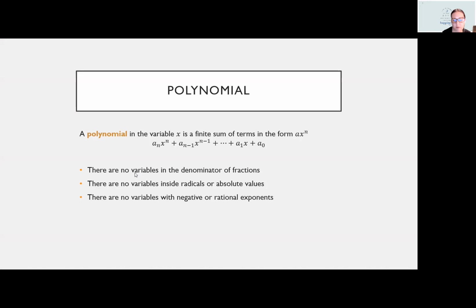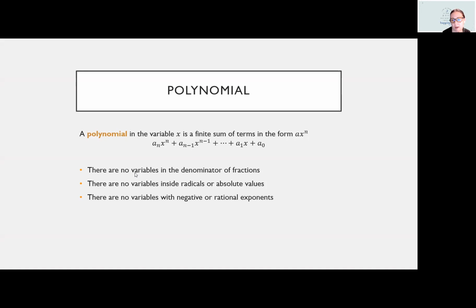So these special products are particularly polynomials. So we do need to understand what a polynomial is. So a polynomial in the variable x is a finite sum of terms in the form ax to the n. So we break down this definition. We've got our variable x. Finite means that it does not go on forever. So we have a set number of things added together.